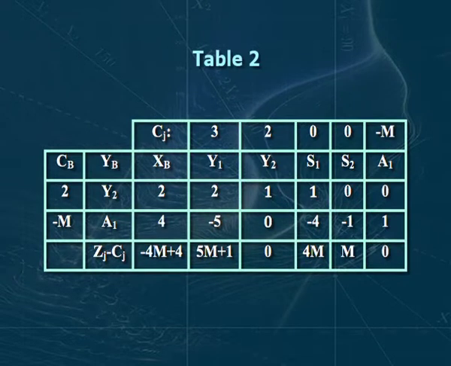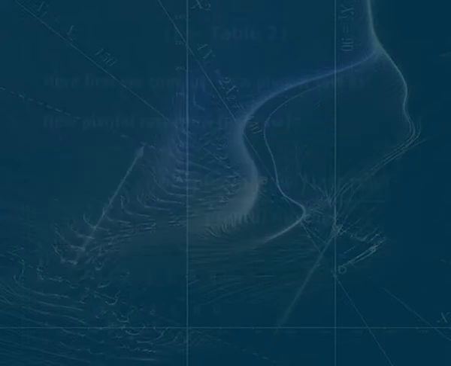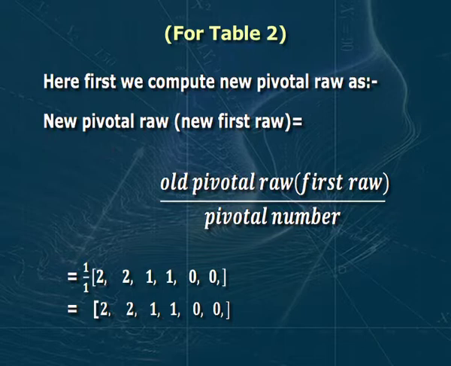Table 2. Here we substitute the computation of CB, YB, XB, Y1, Y2, S1, S2 and A1 columns and again recalculate Zj minus Cj. Here first we compute the new pivotal row using the formula: new pivotal row, in our case the new first row, is equal to the old pivotal row or old first row divided by the pivotal number, which is 1 divided by 1 into the elements 2, 2, 1, 1, 0, 0. That means after simplification it remains as it is, the elements remain 2, 2, 1, 1, 0, 0.